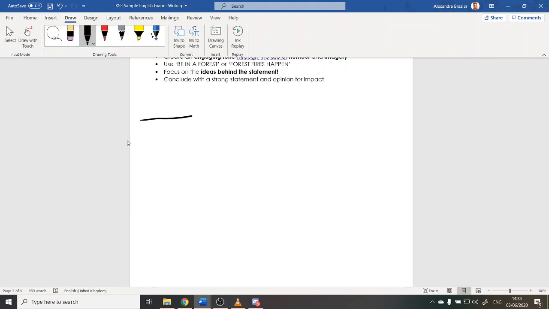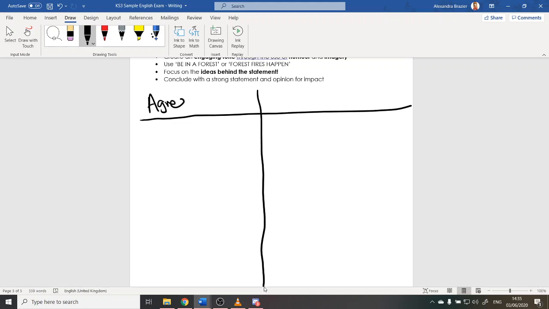So get yourself a table. And what you could do here is have agree and disagree with this statement. So agree is the idea that positive parenting is good, and disagree is the idea that positive parenting isn't always the be all and end all. It's not the most necessary thing.